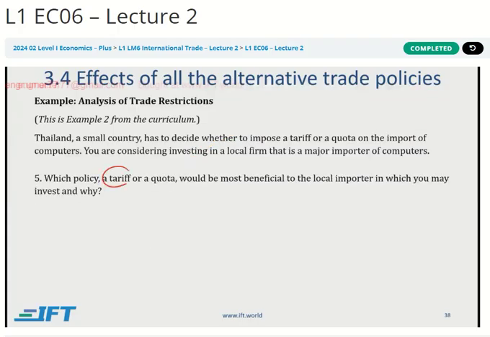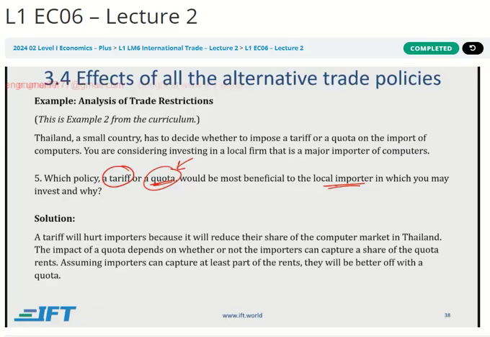Okay, so which policy, a tariff or a quota, will be beneficial to the local importer in which you are looking to invest? This is an interesting question, and depends if the party that you're looking to invest in can get a piece of that quota or not, right? So quota could be good for them if they can get some of that quota.